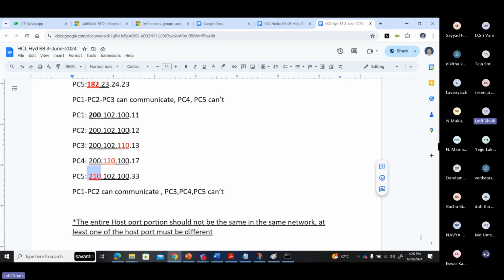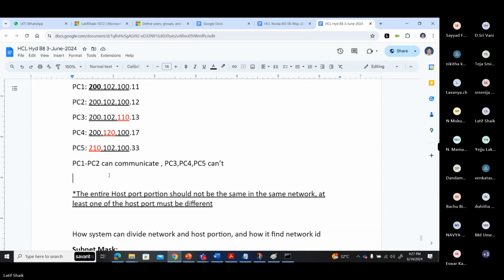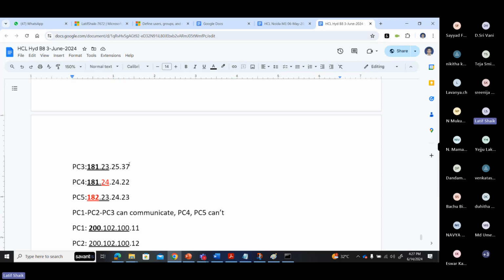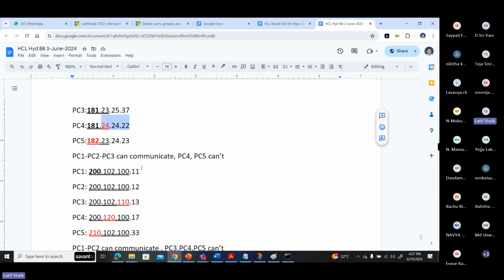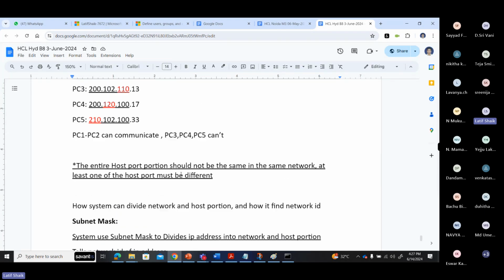You must have the first three portions the same. Okay? If not, it won't communicate. This is a different network. So PC1, PC2 can communicate because their first three portions are same, because it's a class B. PC3, PC4, PC5 cannot because the network portion changes there. The remaining host portion can change entirely, or at least one difference is also acceptable.